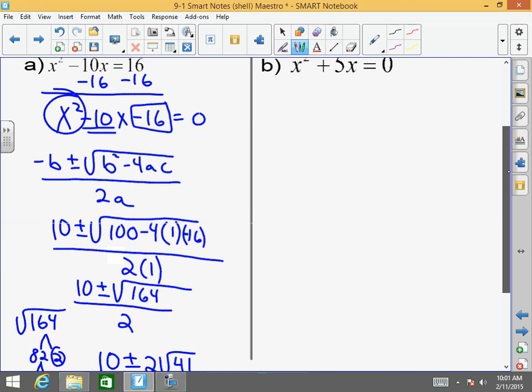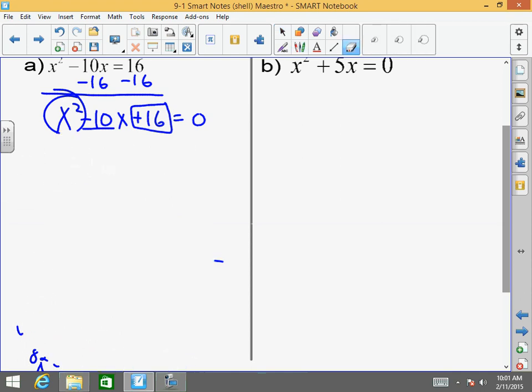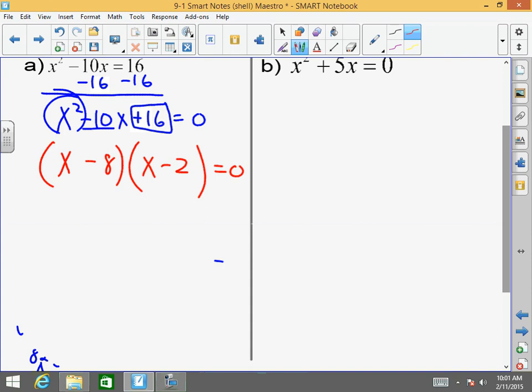Now, sometimes you can factor it, by the way. If this had been a positive 16, you could have factored it. What times what is positive 16, but when added together is negative 10? Negative 8, negative 2. Set both of them equal to 0, and x would have equaled 8 and 2. So if you can factor it, you factor it. If not, you use the quadratic formula.